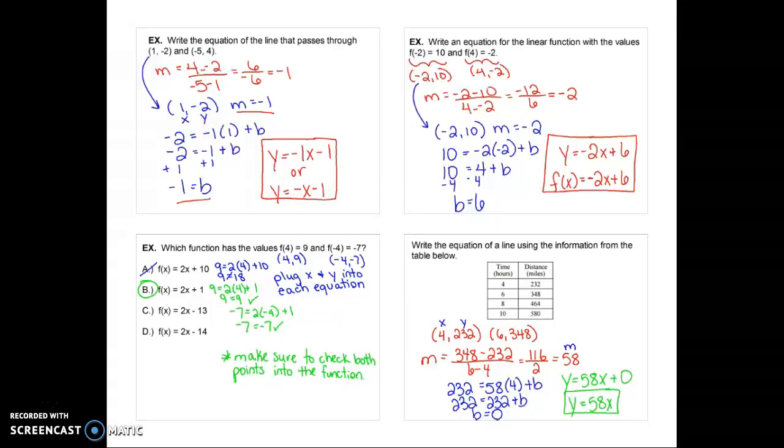Now, both points have to work in the same function. So don't just assume that if you get one of the points to work in the function, that it's automatically your answer. You have to check and make sure that both of these points make the equation a true statement. So in this case, f of x equals 2x plus 10. Remember that your f of x is my y value.